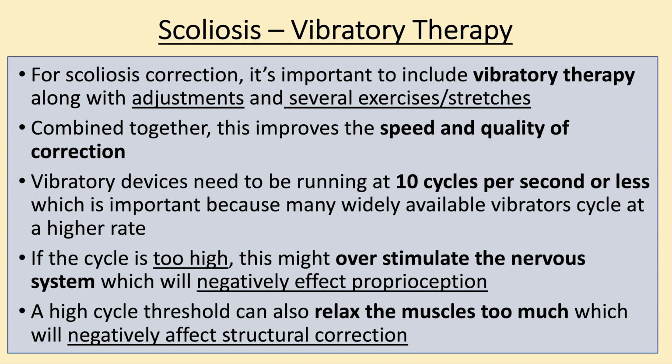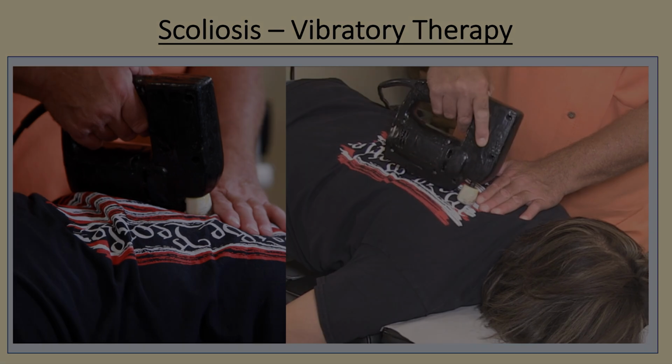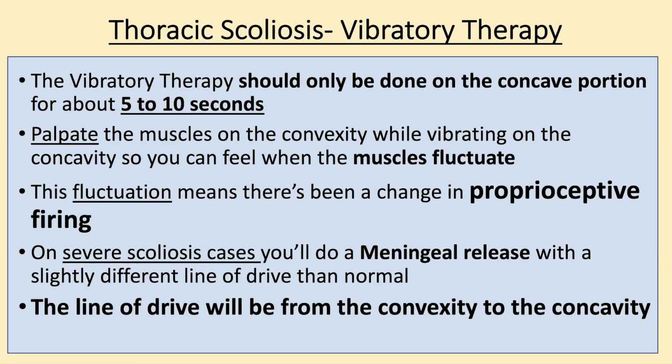So you want a deep, heavy, slow vibration to allow that disc to start to loosen up so you can start to move it. If the cycle is too high or too great of a frequency, you can overstimulate the nervous system, and this negatively affects proprioception. And a high cycle threshold can also relax the muscles too much, which negatively affects the structural correction. Now, I've modified a jigsaw variable speed, and it's slow, deep, and easy and effective. It's fantastic. Now, the vibratory should only be done on the concave portion for about 5 to 10 seconds.